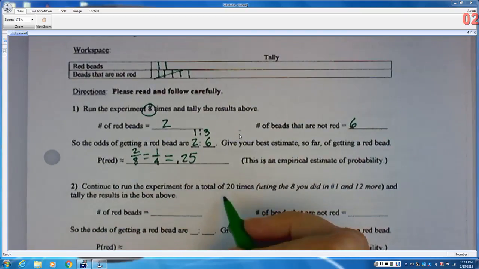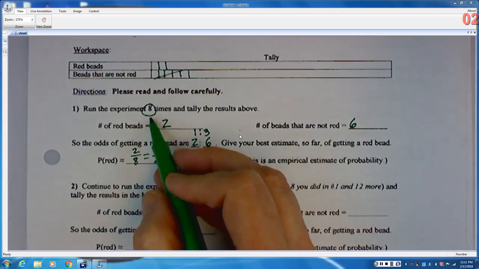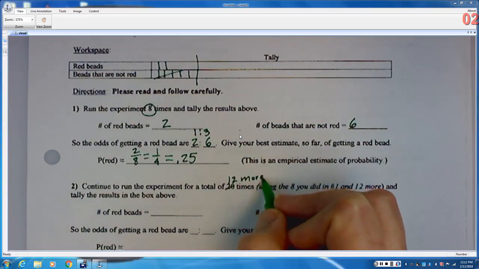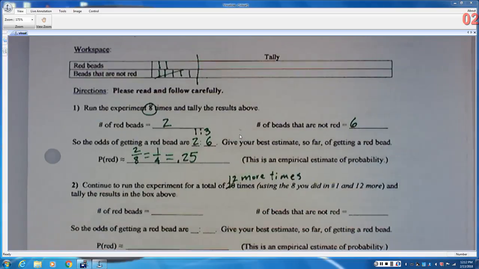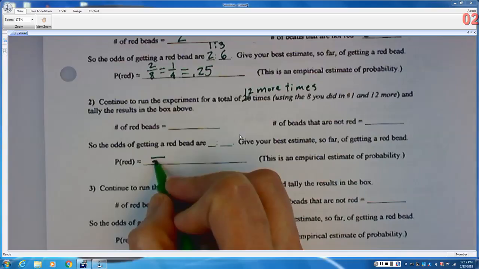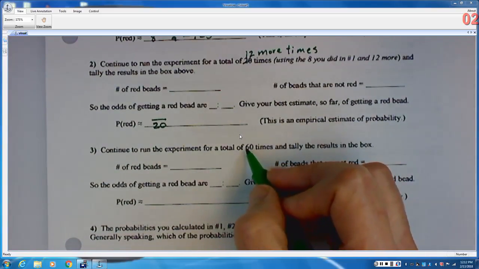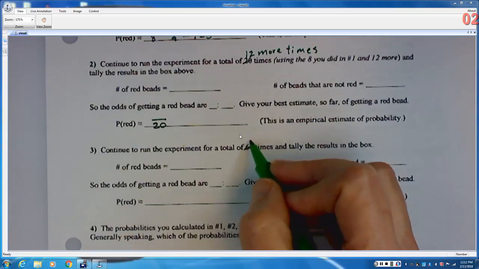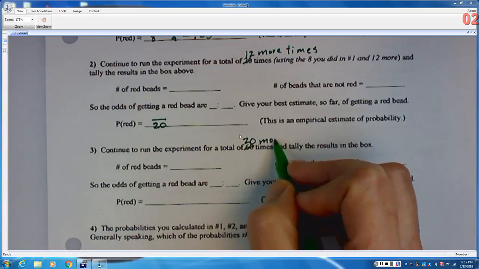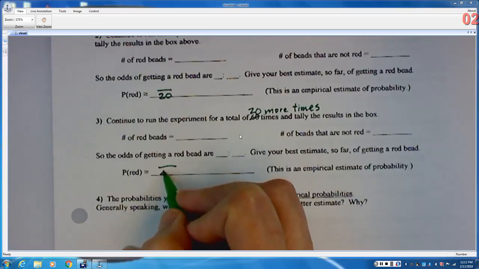And then you're going to continue to run the experiment 20 times. So you can use these 8 and just pick 12 more times. And then you'll figure out your probabilities. This time the probability will be over 20. And then you're going to do another 20. You can use the previous ones and do 20 more times. So the probability will be over 40.